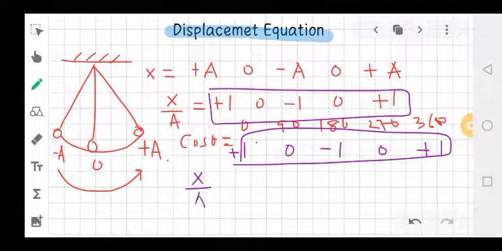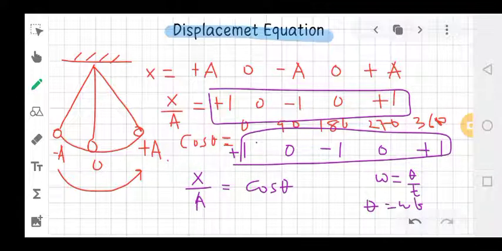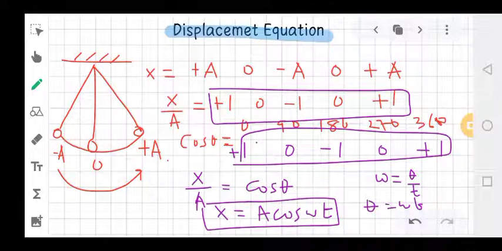x over A equals to what? Cos theta. And we know that this angular displacement, we can get omega is theta over time. So it means that theta equals omega t. So instead of using theta, we can use omega t. That's going to be x, if you cross multiply, equals A cos omega t.